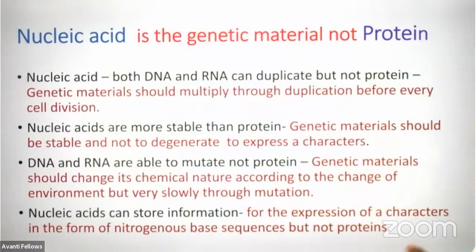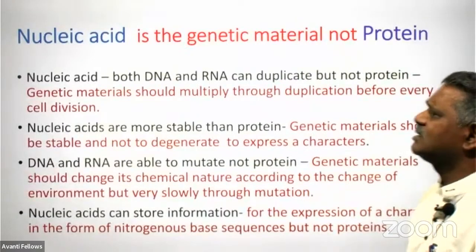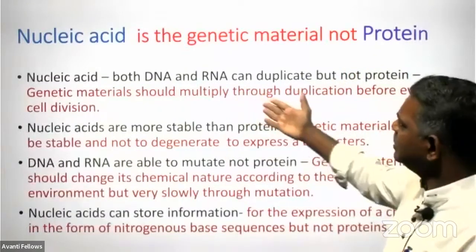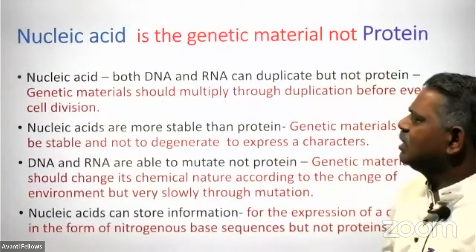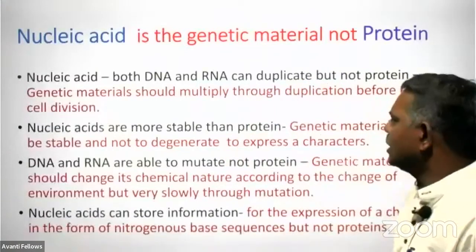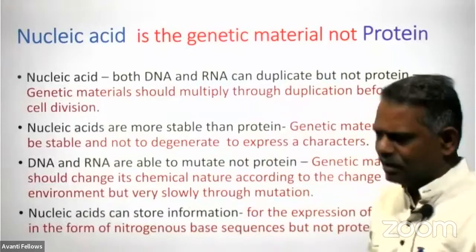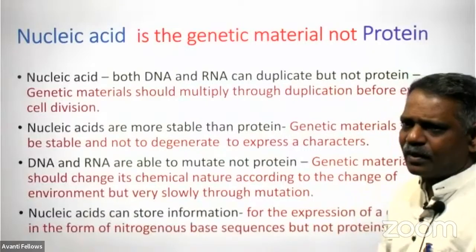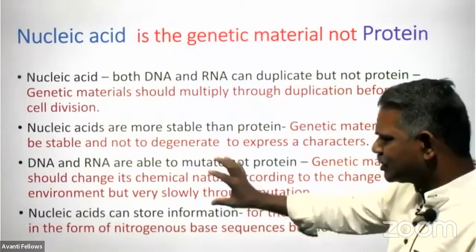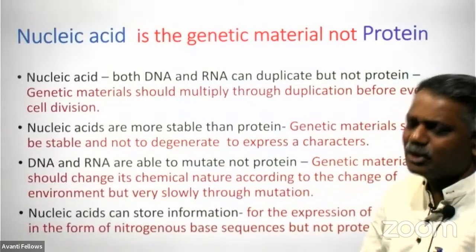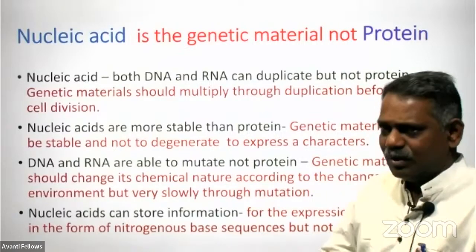And here we are discussing why nucleic acid is acting as a genetic material, not a protein. Because nucleic acid can duplicate. Nucleic acids are more stable than protein, and DNA and RNA are able to mutate, but protein cannot. But mutation is a slow change happening in the chemical nature of this genetic material only. It should be very slow, not very sudden.